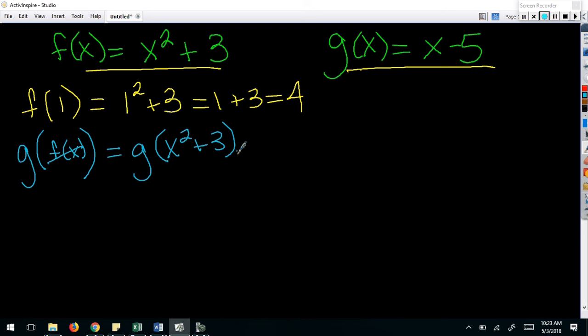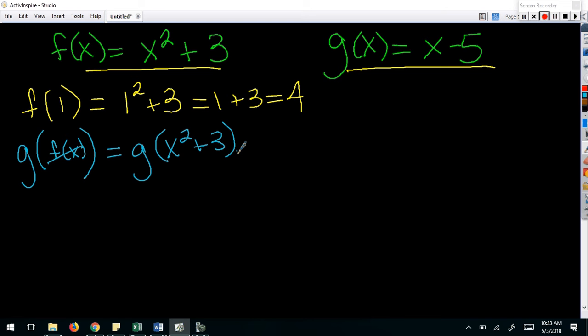There's just that one step. You plug in what's in parentheses to the outside. So basically, instead of g equaling x minus 5, it's going to equal x squared plus 3, minus 5. All right, look what I've done. Look at the blue. The only thing I've done right now is I replaced x; I know what f of x is. f of x is x squared plus 3.